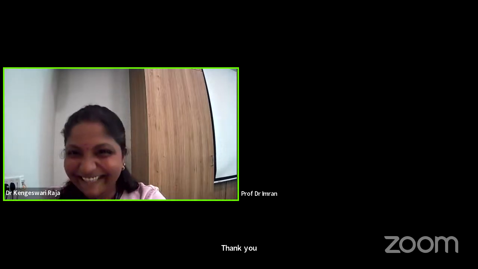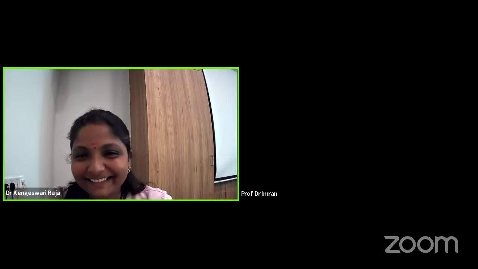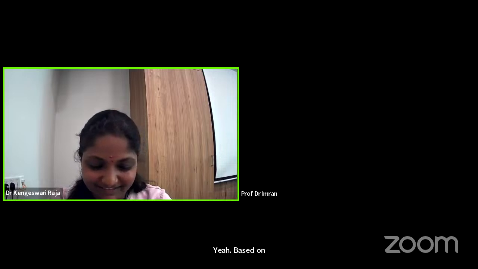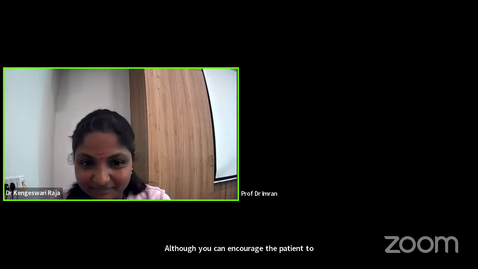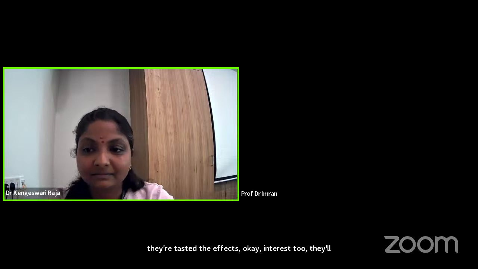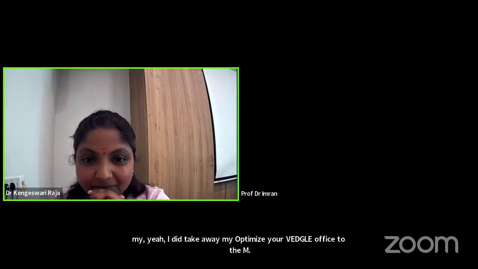Okay, my turn. I think Dr. Kengis already said the most important thing. Again here, I would like to emphasize using Entresto, not because I support Novartis or whatever, but based on ACC guidelines. It's expensive, but if you can encourage the patient to try, once they have tasted the effects of Entresto, they'll be willing to spend a little bit on the drug. And my other takeaway message: optimize your beta blockers to the max. Do not continue the same dose. Optimize. Go to the maximum dose.